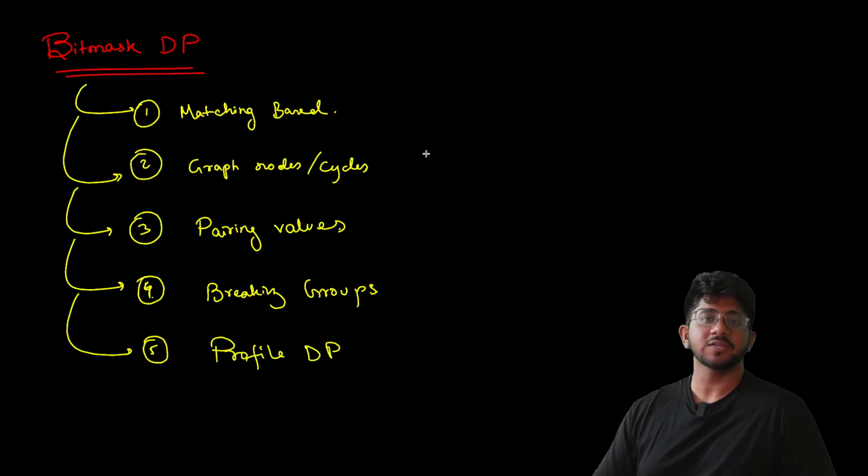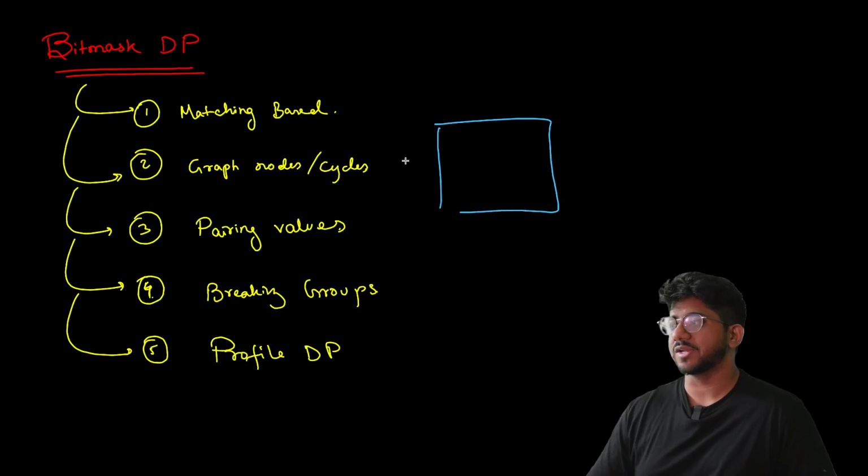Profile DP. This is another very, very beautiful problem where, let's suppose, given a 12 cross 12 grid, you have to fill this with, let's say, a domino and a triamino of a shape like this. How many ways are there to fill it, right? There are problems like this.